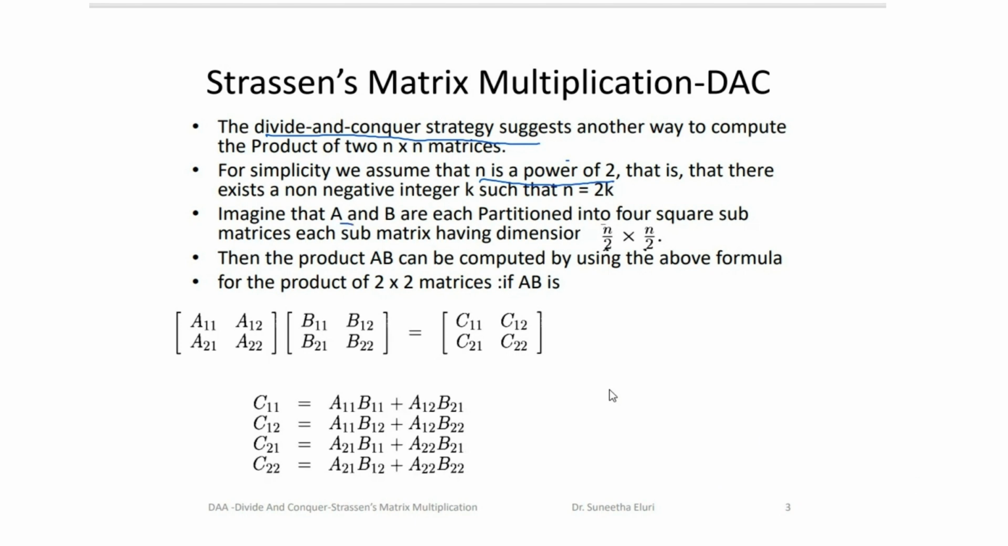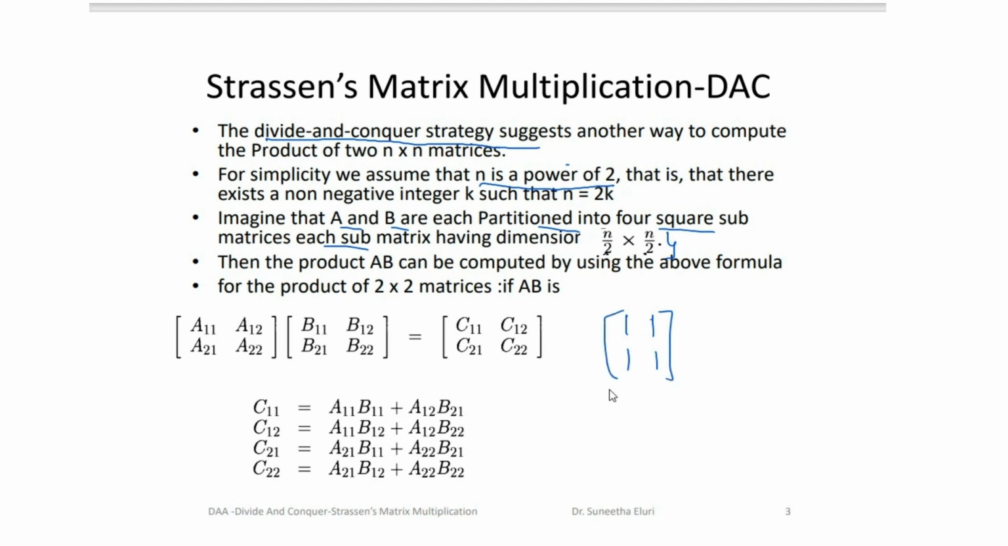So imagine that we have two matrices A and B such that each is partitioned into four square submatrices, and each submatrix is having the dimension of n by 2. And this is how they look like. Matrix A and B, A11, A12, A21, A22, B11, B12, B21, B22, and if I am multiplying them, C11, C21 and C12, C22. So let us assume that for simplicity I am taking the unit matrix. Let us say 1 1 1 is my matrix A, and 1 0 0 1 is matrix C. If I multiply with the unit matrix, I will be getting the same matrix like 1 1 1.